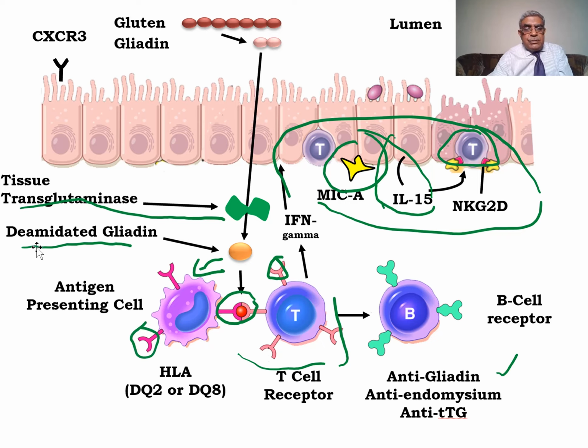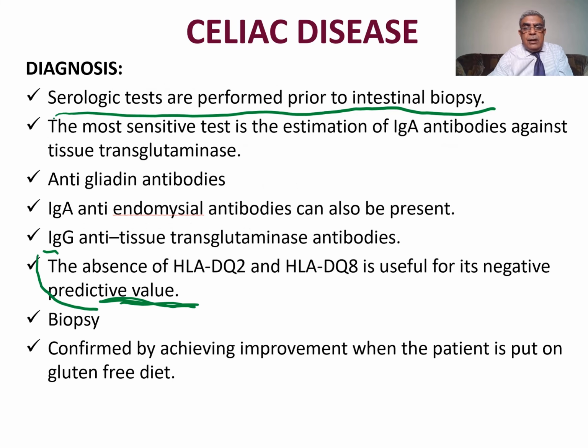But if they are absent, they rule out celiac disease. So they have got a negative predictive value. If they are absent, if they are not detected, it is useful to rule out celiac disease.